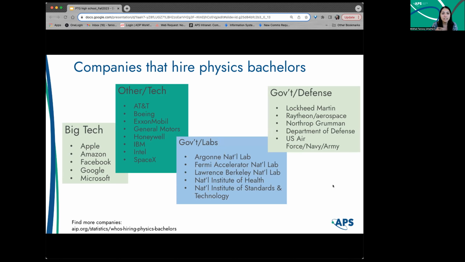These are some that Nicole and I picked out from the AIP website. There's actually a much longer list on the website, and we've linked that at the bottom of the slide there for you or the students to review. Also, you can add your own institution. If you all hire physics bachelors, feel free to add your own institution for them to see. You can say, hey, you could come work with me.